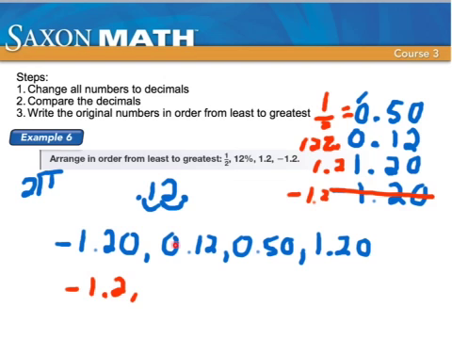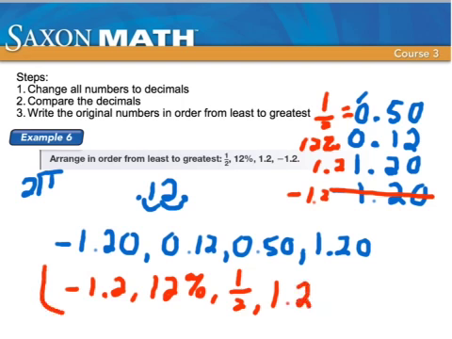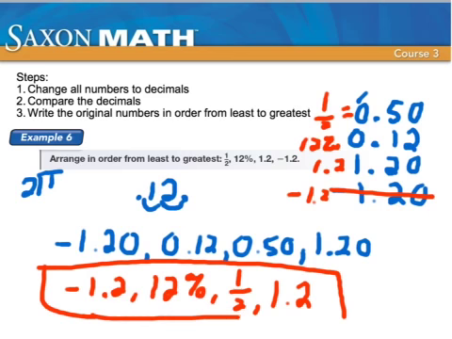My 0 12 hundredths, that was my 12% to start with. So then I'm going to rewrite 12%. My 0 50 hundredths was 1/2 to start with. And then the last one was my 1 2/10. Oops, sorry about that line there, just ignore it. This is my final answer.